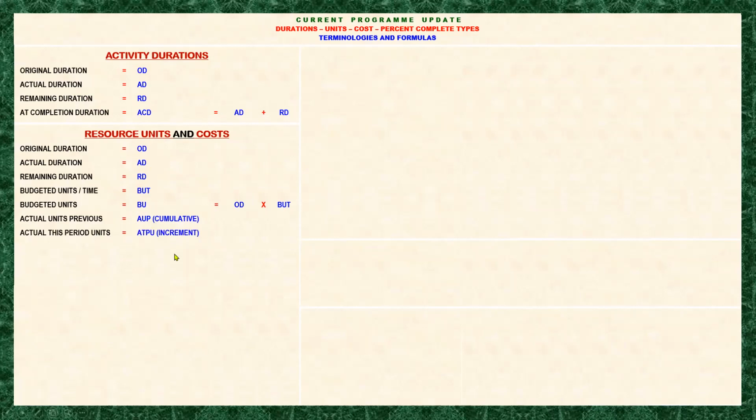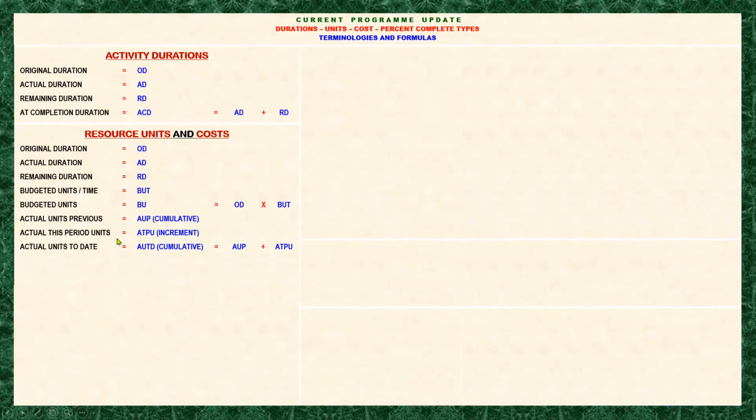So next is the actual units to date, which is equal to the actual units previous plus the actual this period units. Sometimes there is confusion for some schedulers regarding the this period units and the units to date. Actually, the units to date is the cumulative of the this period units and the previous. When we say this period, that is intended only for a specific period.